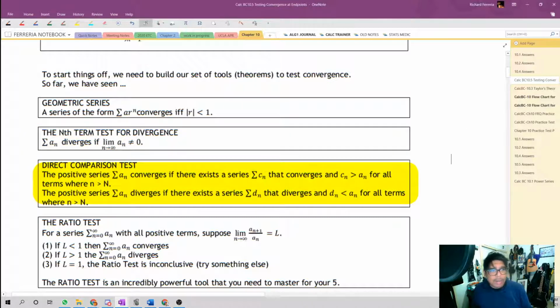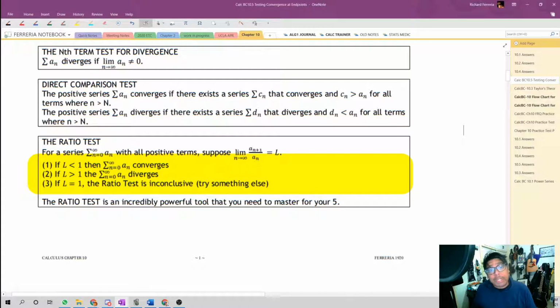We also had the direct comparison test: if the bigger series converges, the smaller one converges, and if the smaller one diverges, the bigger one diverges. You honestly get pretty limited use out of that, especially in the scope of AP Calculus, but it's still there for us if we need it. And then finally, we have the ratio test.